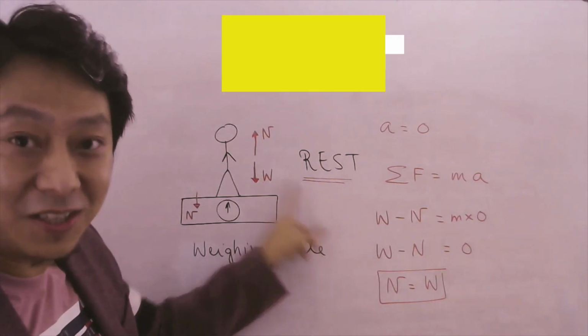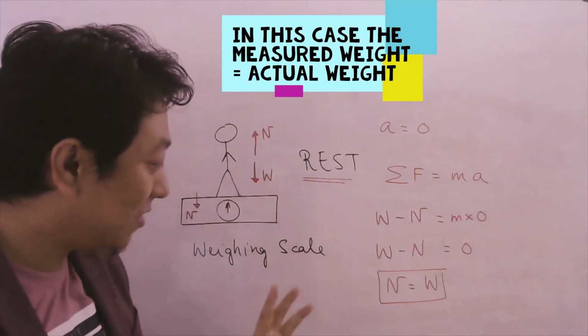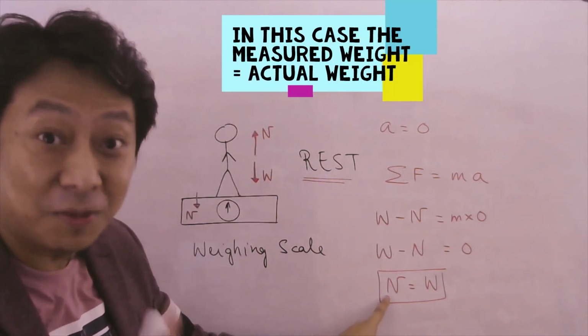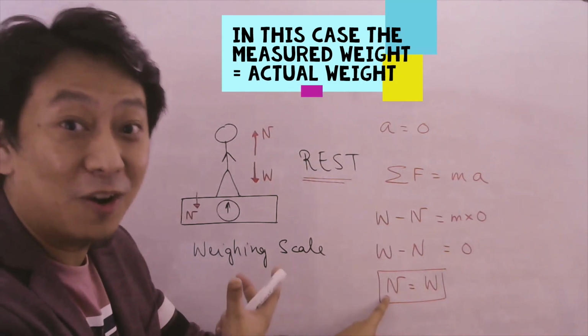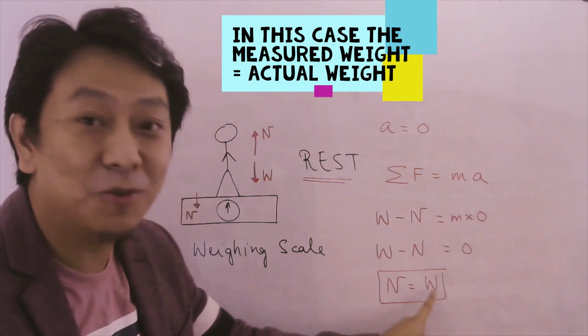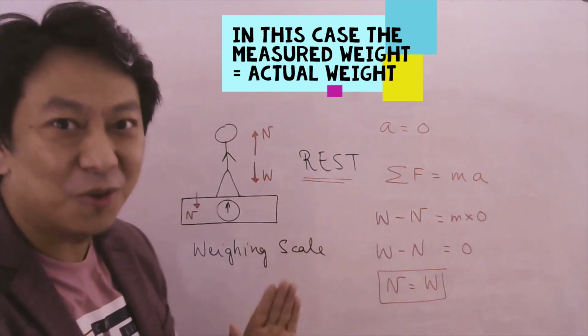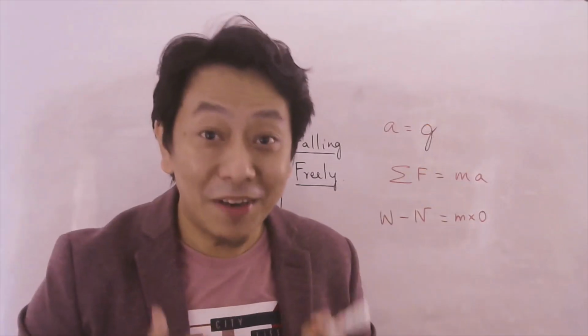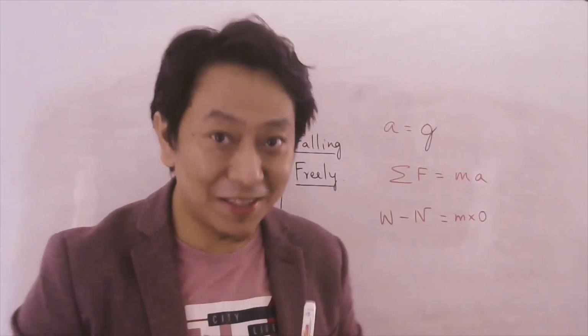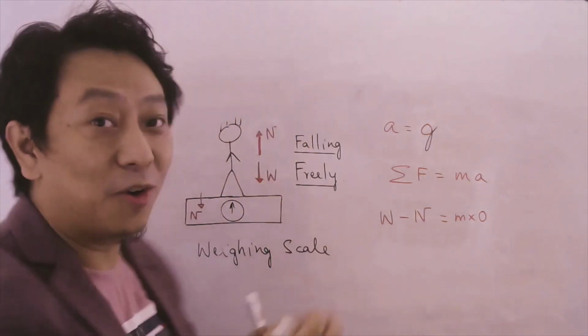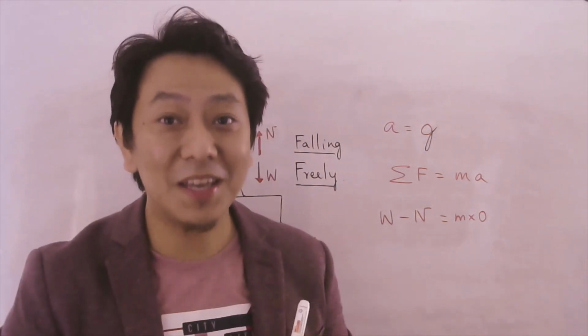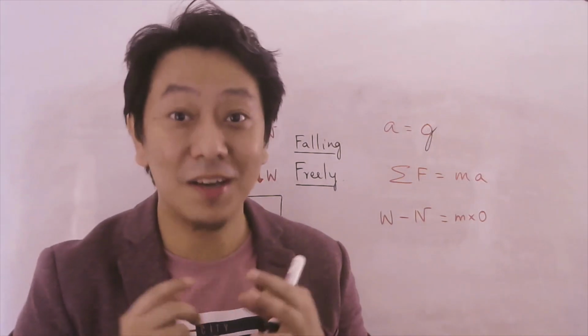However, when your system is at rest, you can see the weight which is measured, the one that we call normal force, is equal to your actual weight. So we don't have a problem here. Now next we keep everything same except we allow the system to fall freely. When I say the system is falling freely, what does it mean?